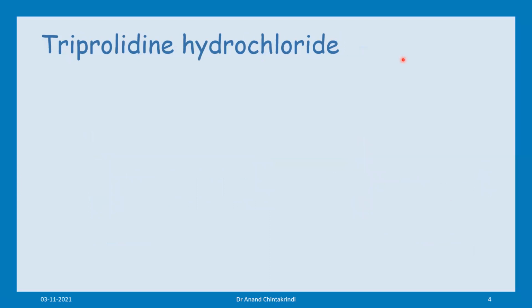Next is triprolidine hydrochloride. Again, only the synthesis of the free base molecule is mentioned. Then the last step would obviously be the formation of this hydrochloride salt. Now this starts with a keto derivative.